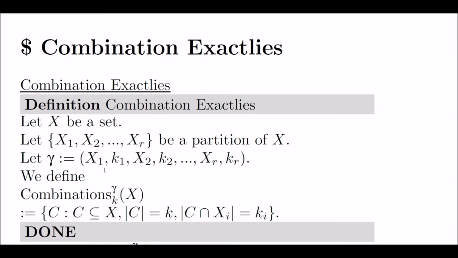Let's say gamma is this list. So I have the first piece, and then I'll have some number of objects I want to take from the first piece. Then I'll have the second piece, and then some number of objects I want to take from the second piece. Then this last piece, and the number of objects I want to take from the last piece. So I'll define combination sub k of x with this gamma up here to be all the combinations C. So C will be a subset of x. I want the number of objects in C to be k, and I want the number of objects that are in C and in this ith piece to be ki. So this looks a little bit complicated, but I'll show you an example in a second, and this will make more sense.